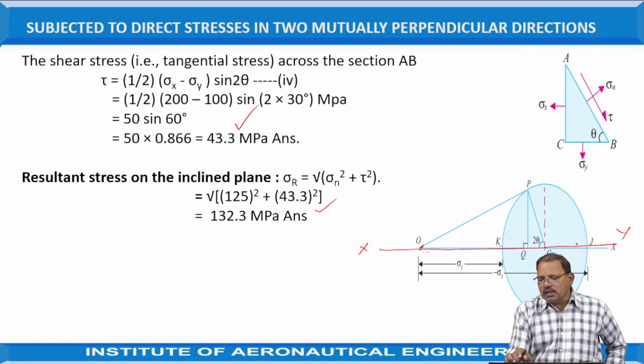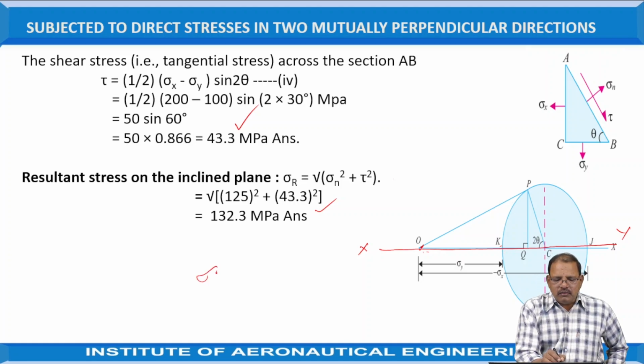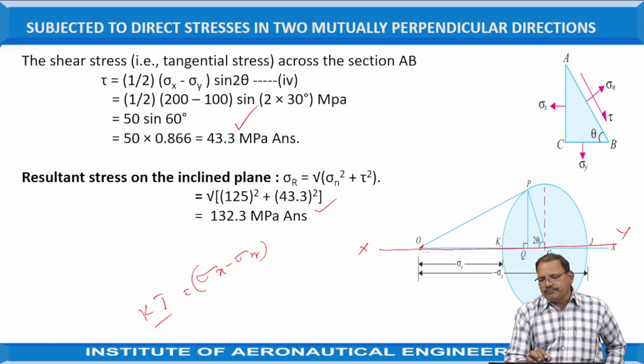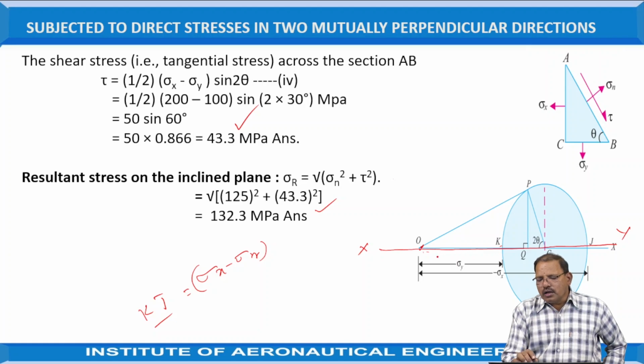Here KJ is representing σx − σy. Take KJ as a diameter, and with C as center, draw a circle. Here OK and OJ, the representation of tensile stresses, require some suitable scale.